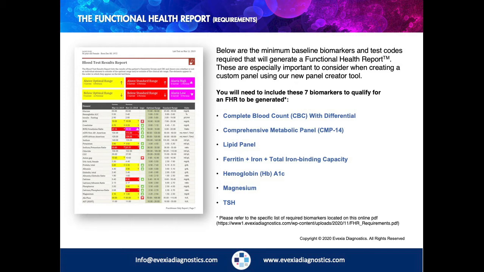There is the CBC with differential, the comprehensive metabolic panel, the lipid panel, ferritin, iron, and total iron binding capacity, the hemoglobin A1C, magnesium, and thyroid stimulating hormone.